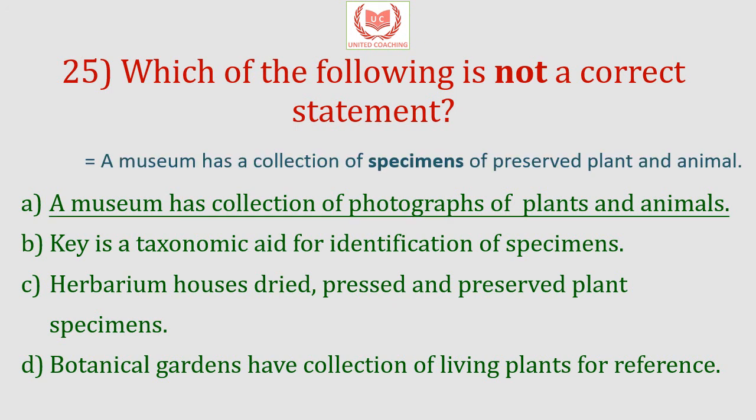So the wrong option is A. A museum has a collection of specimens, not photographs of preserved plants and animals.